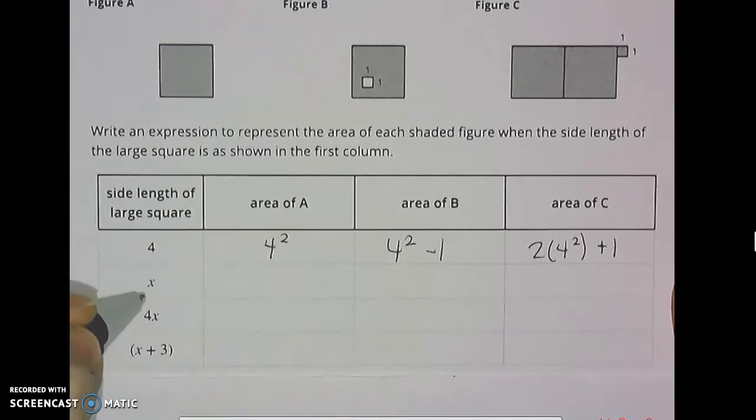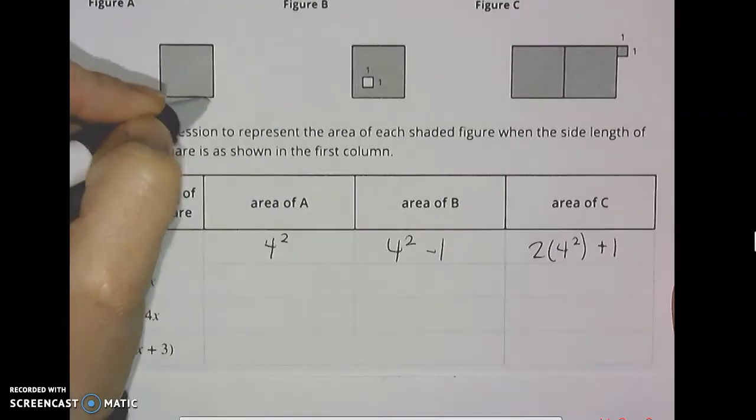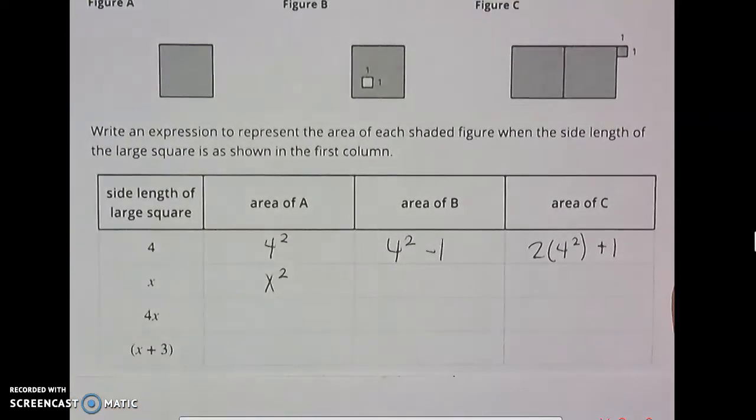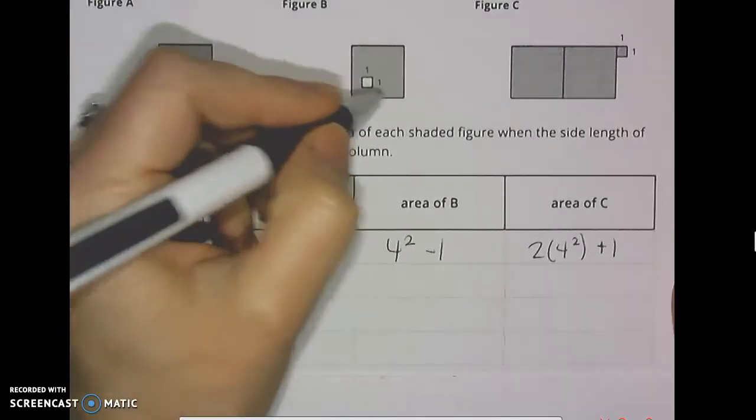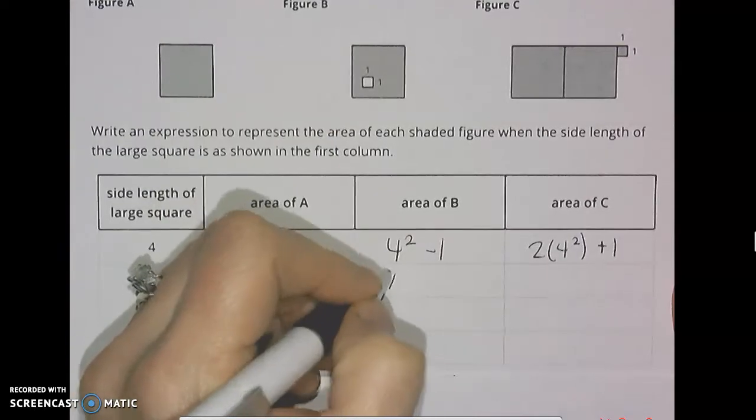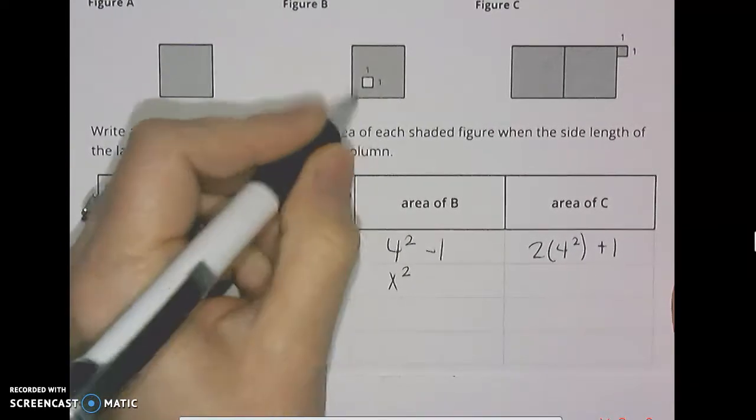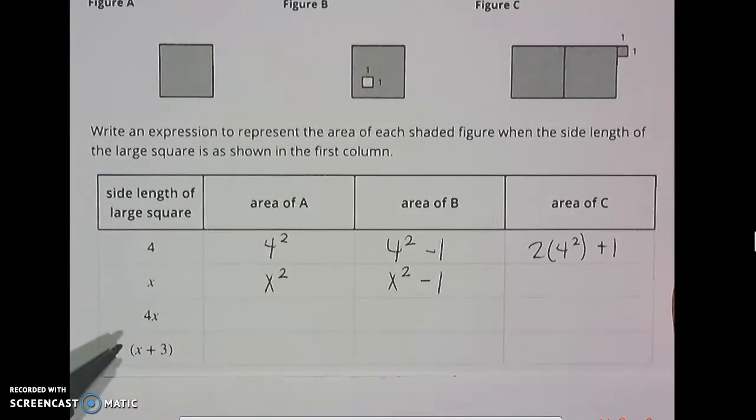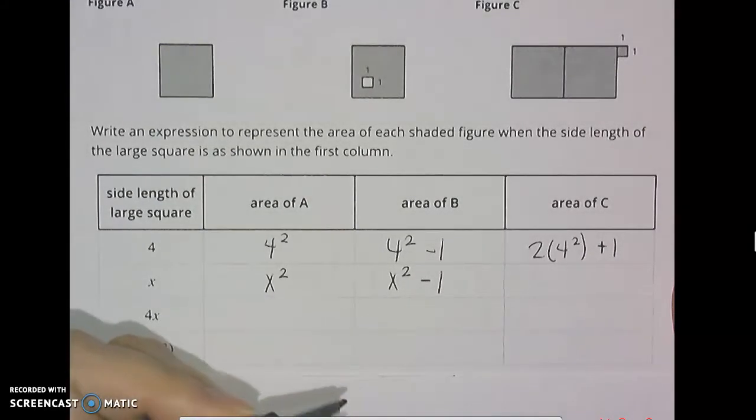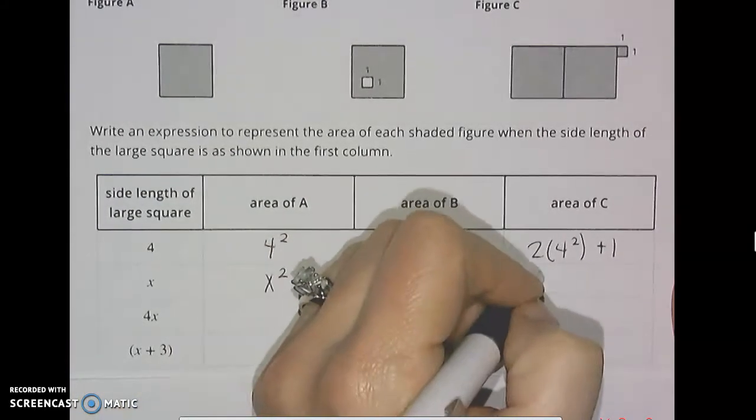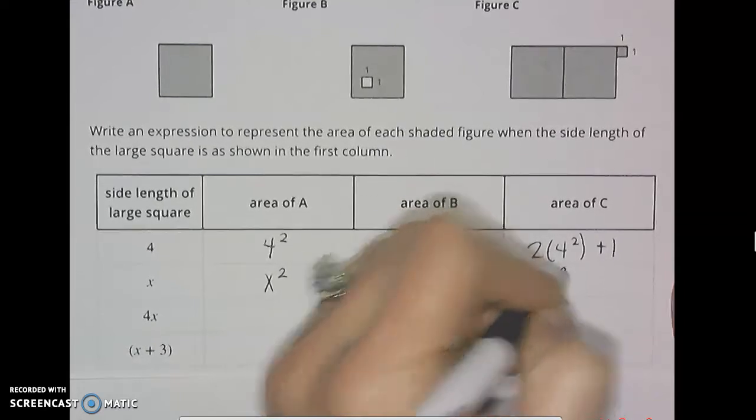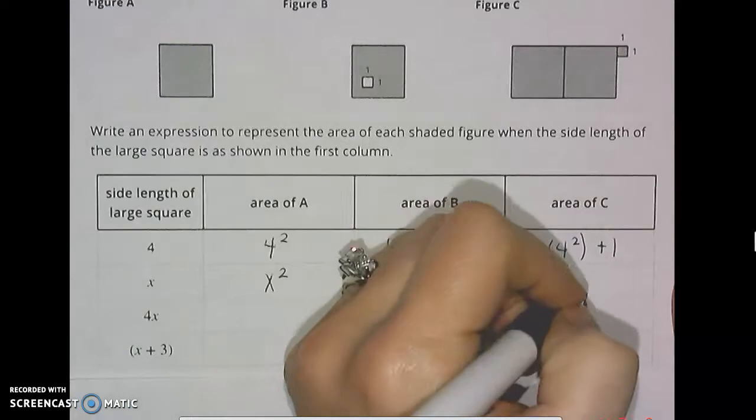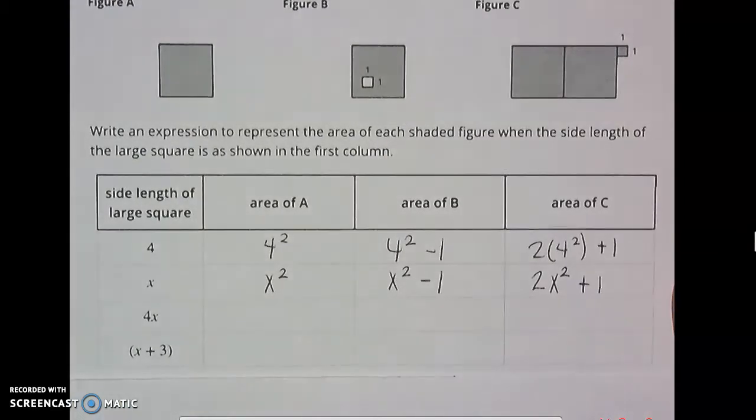So let's see what happens if our side length is x. We have x times x, which would give us x squared for figure A. Figure B, we would take that x, multiply it by itself, but then again we're still subtracting that little square inside that has an area of 1. Here we would take 2 times the x squared of the regular square, and add the 1 for the little square.